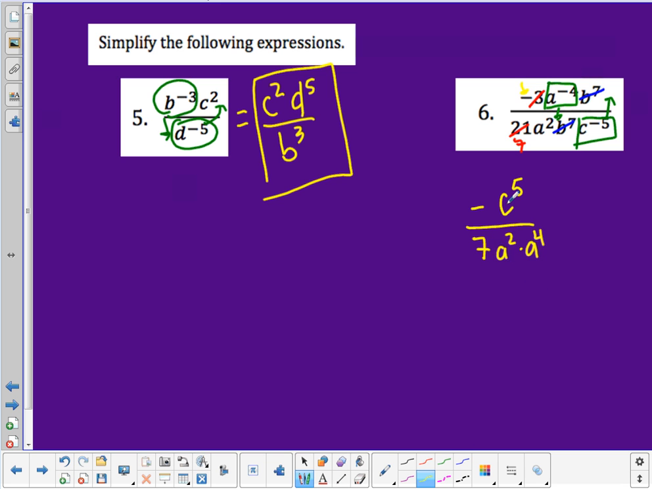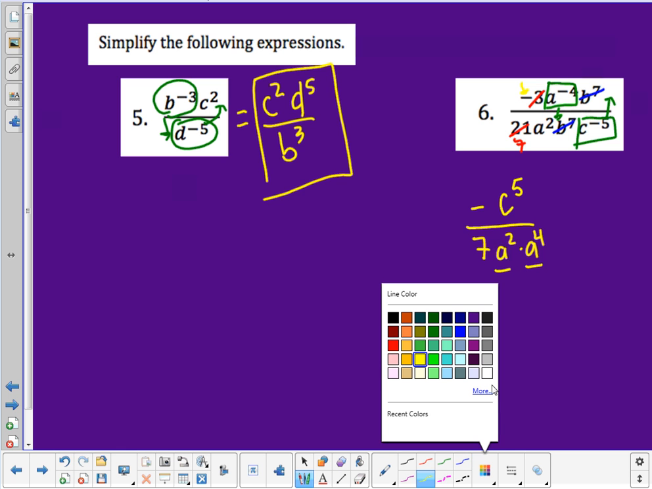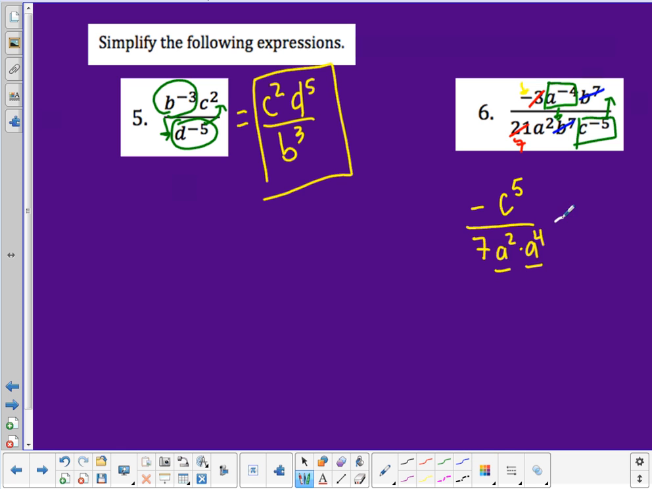So I take a look at it again. I see c, I see 1/7, which can't be reduced anymore, but I see this a squared and a to the fourth. I'm only supposed to see each base one time. So I need to go ahead and fix those. That gives me a c to the fifth on the top over 7, and then putting those together, a to the sixth. The whole thing is negative. That would go out front like that. Sorry, I kind of ran out of space. So I have negative c to the fifth over 7a to the sixth.